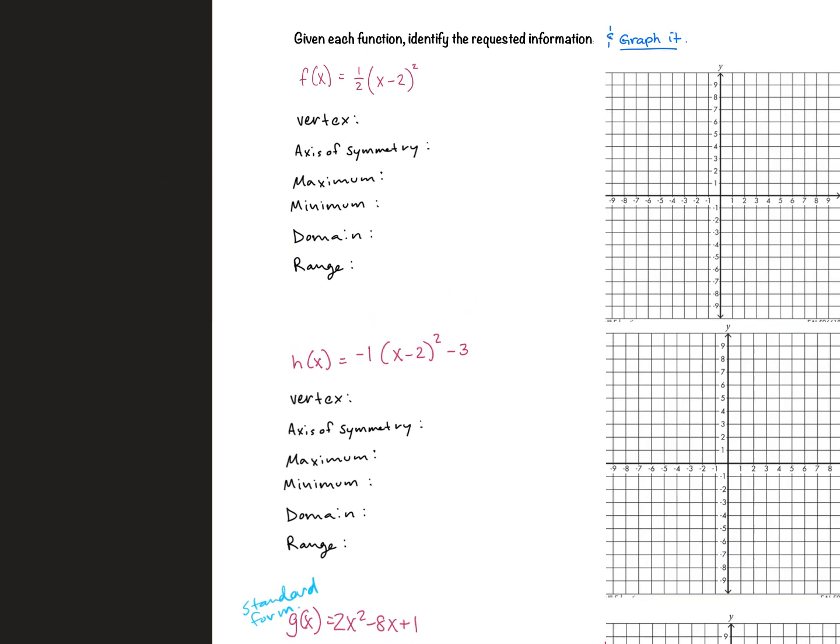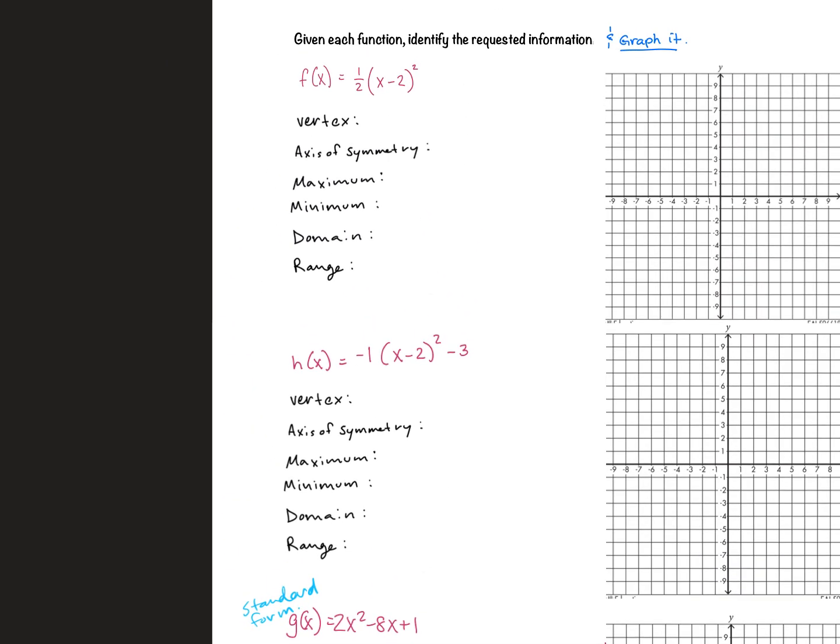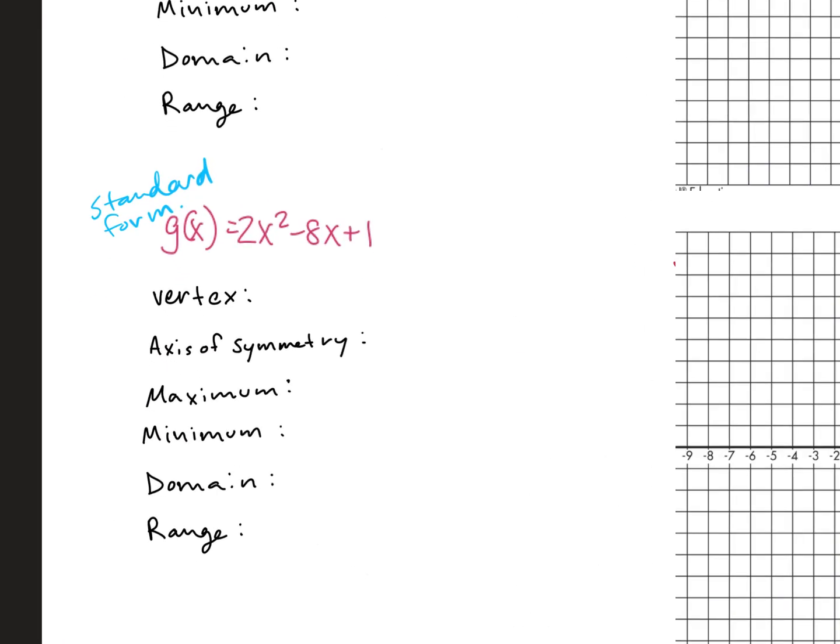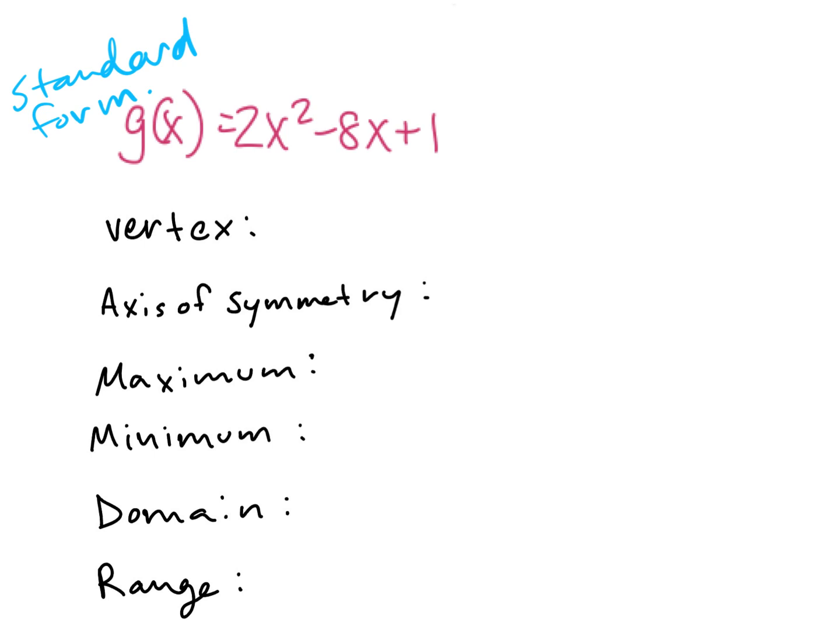These two above it are vertex form because they have the parentheses squared. So these two are vertex form and vertex form. We'll do one of those after we do this one in standard form. So standard form, we have to use our formula to find our vertex and axis of symmetry.